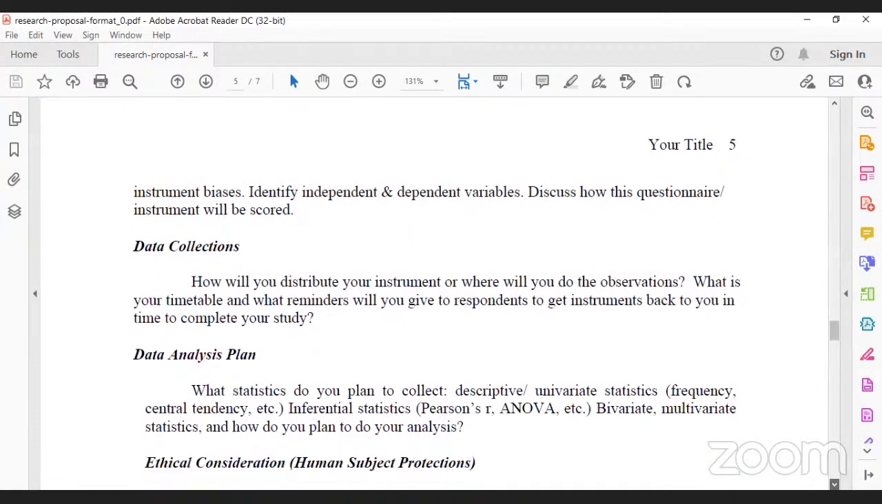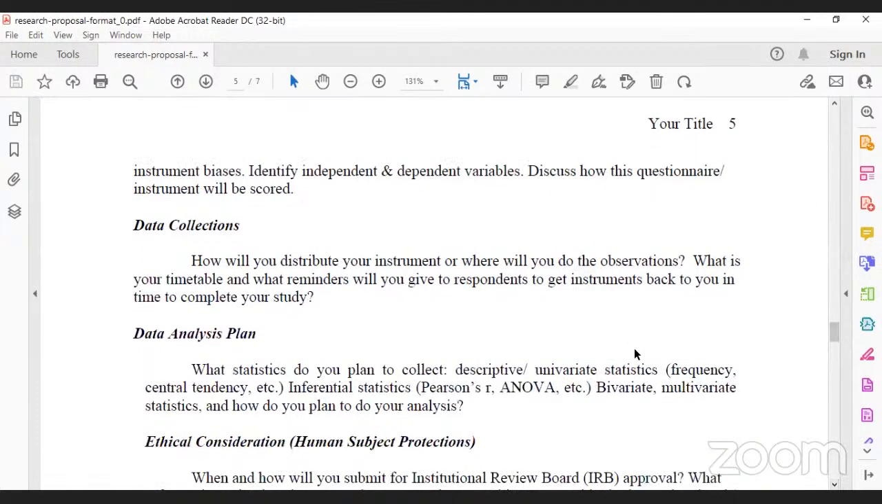The next heading is data collection. How would you distribute your instrument, or where will you do the observation? What is your timetable, and what reminders will you give to respondents to get the instrument back to you in time to complete your study? Suppose you circulate your instrument to 200 people and only 50 of them respond, and you require at least 100 to do some statistical analysis.